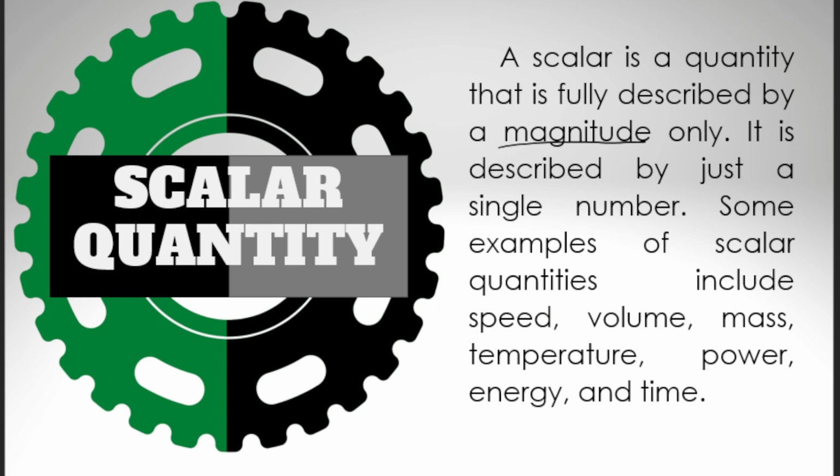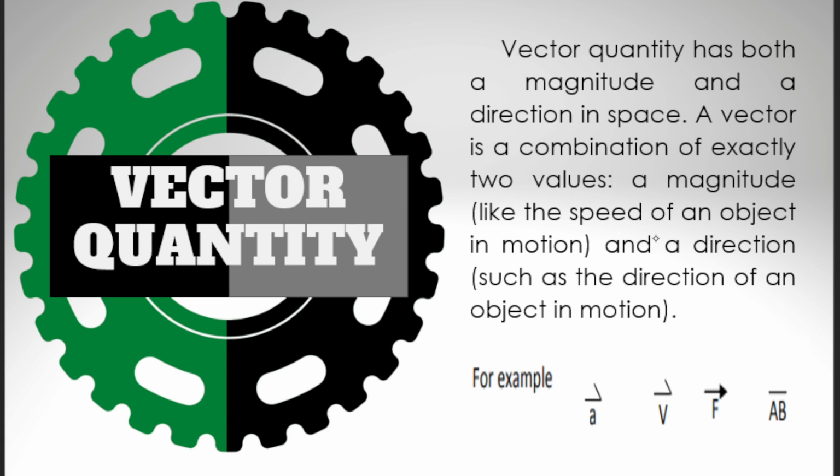On the other hand, we have vector quantity. A vector quantity, unlike a scalar quantity, expresses both magnitude and direction. Quantities under vectors are, for example, velocity. Why velocity? Because velocity is the speed of an object in motion with a specific direction involved.